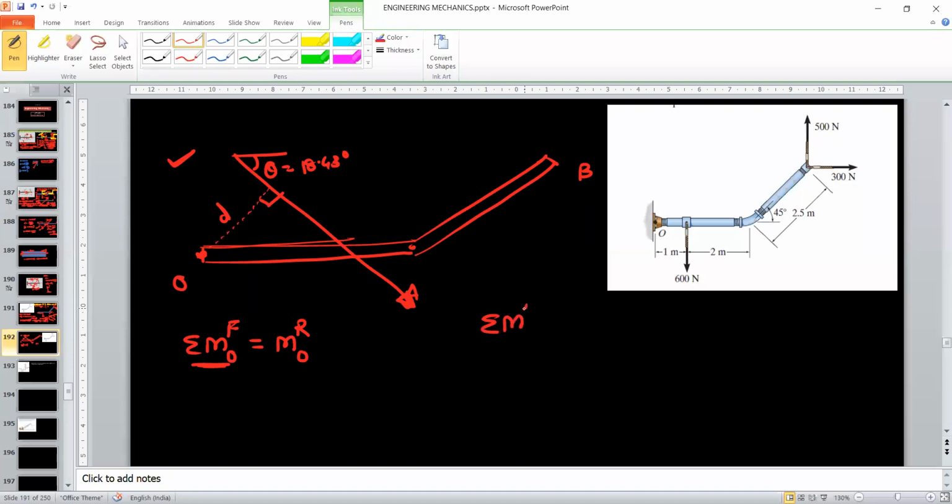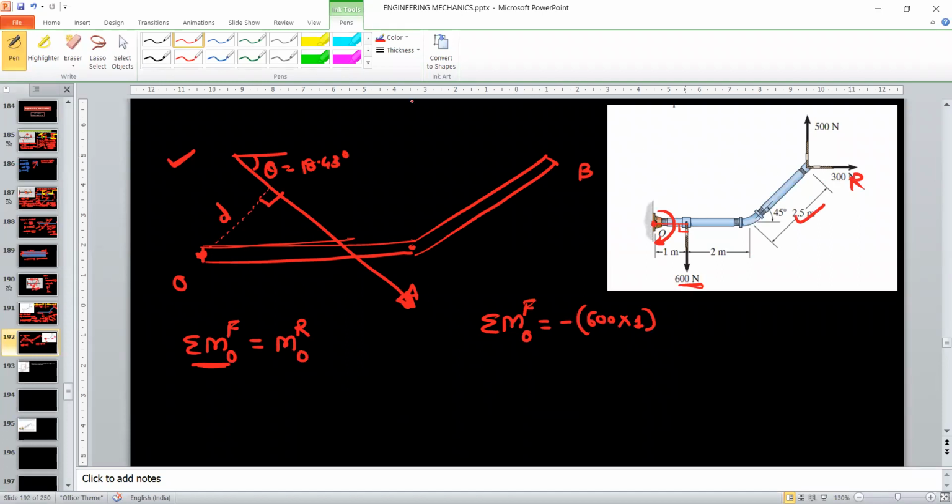Summation of moments by all the forces in the system about the point O is equal to, start from 600. 600 is exactly in the downward direction. With respect to point O, this is the perpendicular distance, so this line is perpendicular to the line of action of 600. So the moment will be force 600 into its distance 1 meter. And what is the sense of rotation, that is, the direction of rotation? It is a clockwise direction, so the moment will be negative. That is 600 into 1, a negative moment, which is clockwise.